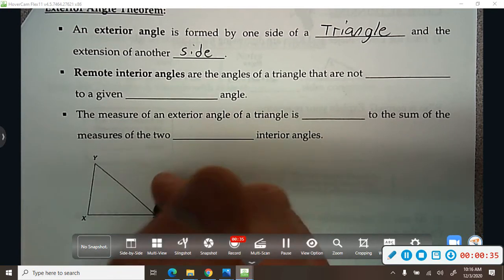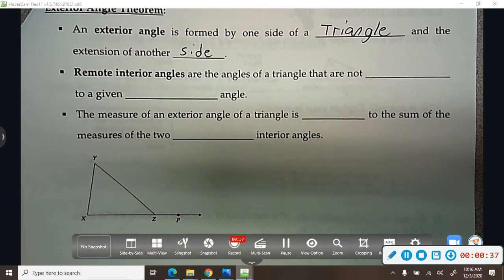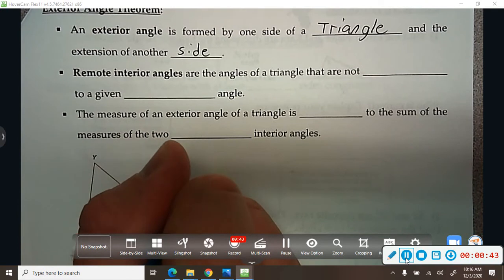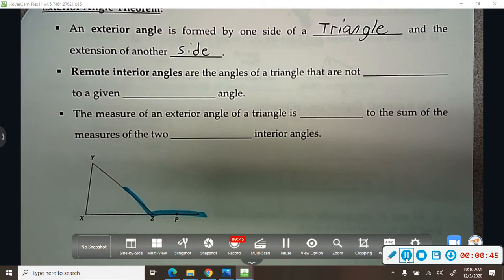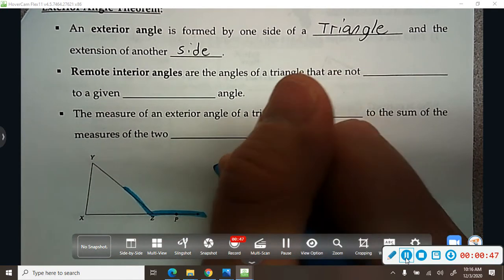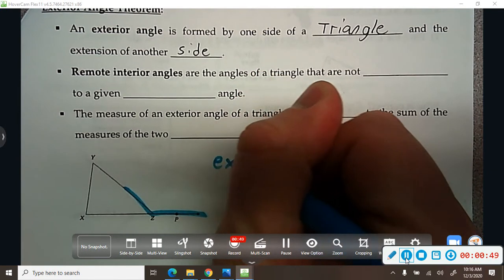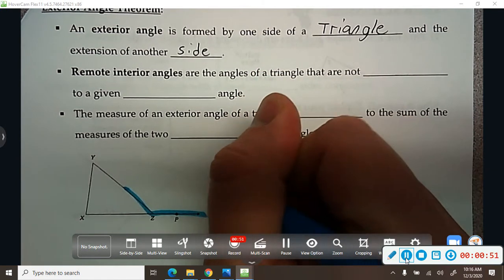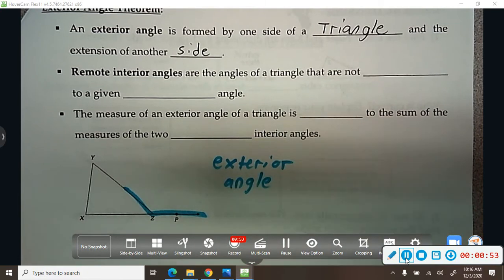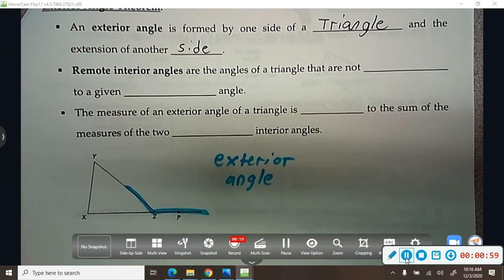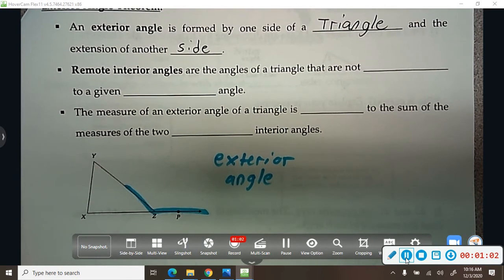So we call this right here, we call that an exterior angle. So it's formed by one side of the triangle and then the extension of one side. That's called an exterior angle.